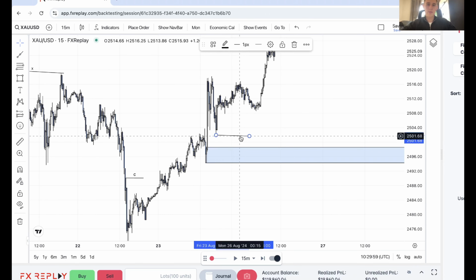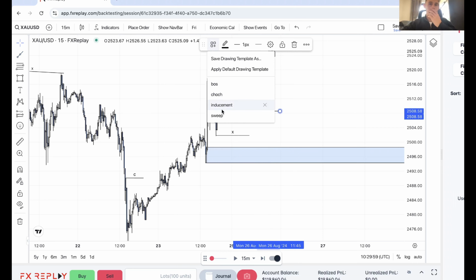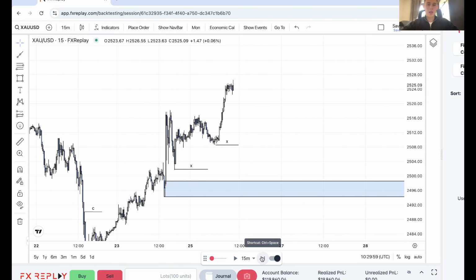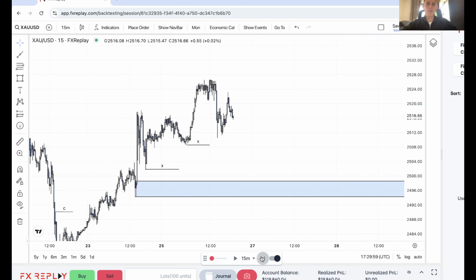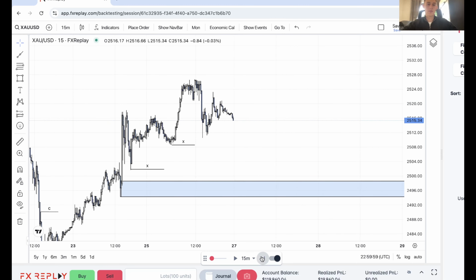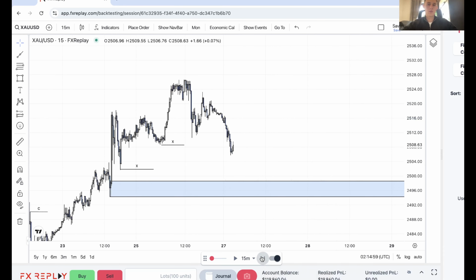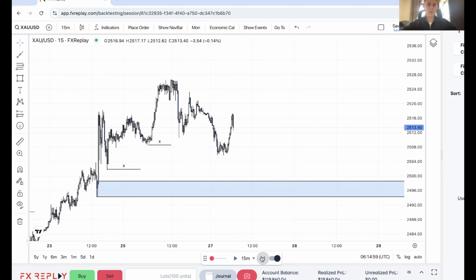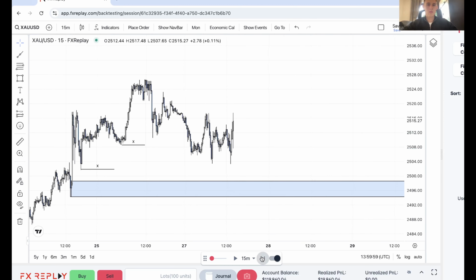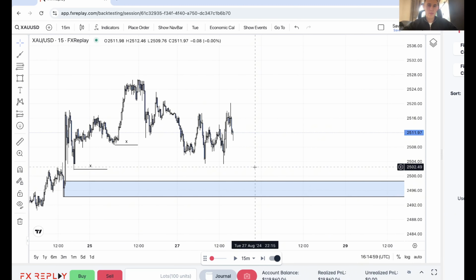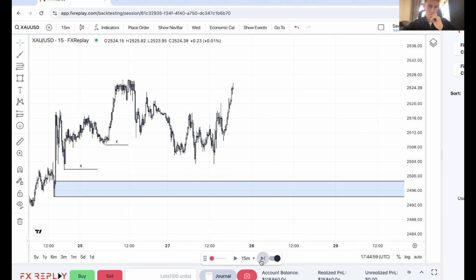So we have this one just there. We also have this one just above. So if price can retrace, take out some of those lows, I would look for buys. No sells at the moment though. Okay, so you also have these sort of equal lows down there as well. Once again though, I'm not looking to sell down to that.